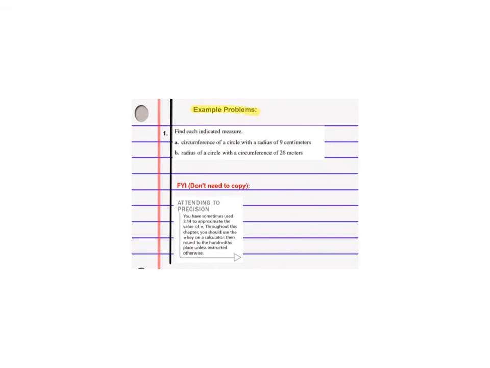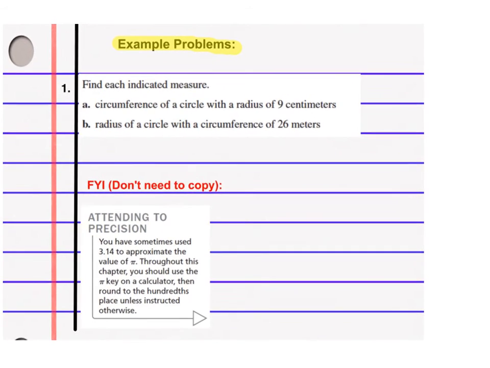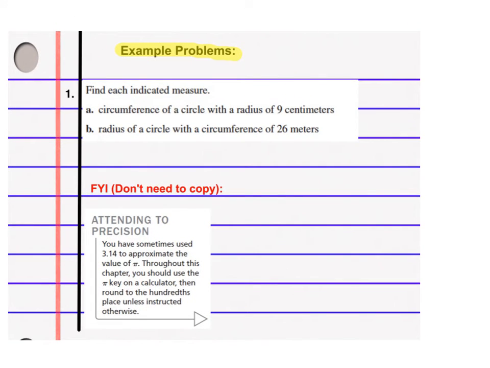All right, I'm going to go on to the next slide. Example problems. Part 1, find each indicated measure. The first question is find the circumference of a circle with a radius of 9 centimeters. I want circumference, so I'm going to use pi times diameter. That's just my preference, but you do you. If you use that formula, make sure you're putting in diameter. They are giving you radius, which is 9.